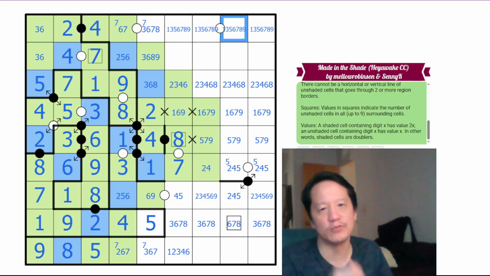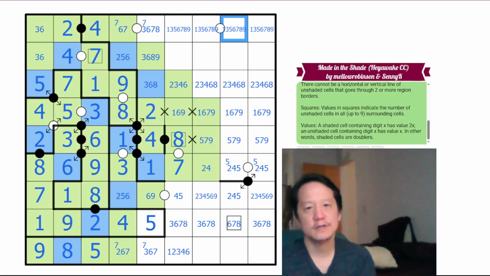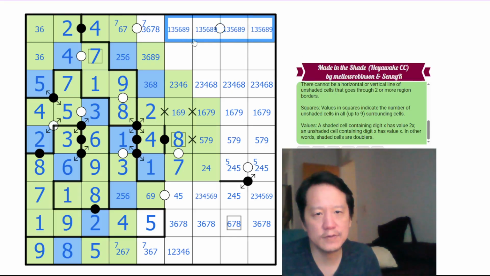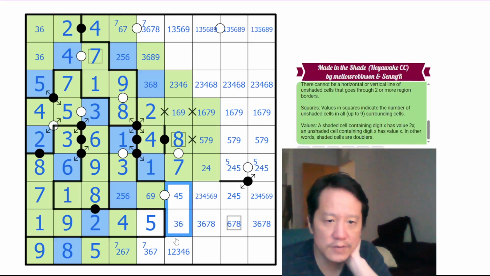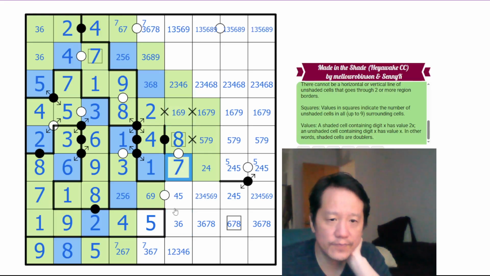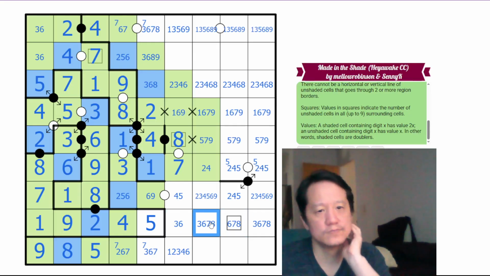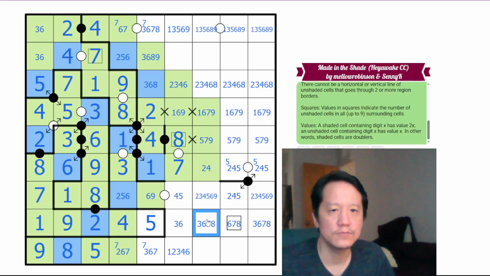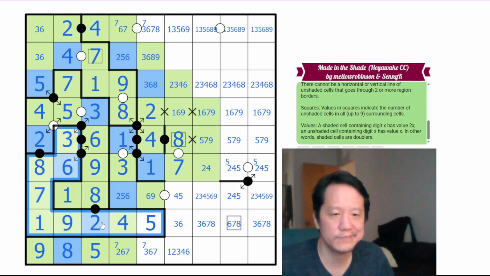I don't think we could have 6. 7 cannot be there, though, because we know 7 has to be one of those. This can't be 8 because of 8 in the column. This can't be 7 or 8. Oh, that's interesting. Because of 7 or 8 in the column. This is all done. This is all done.